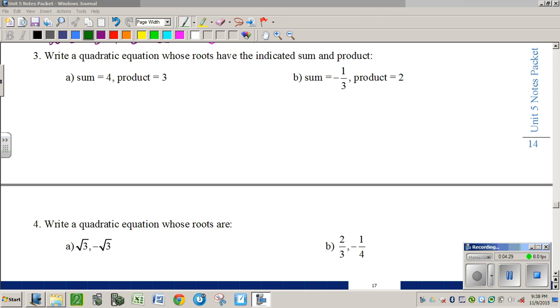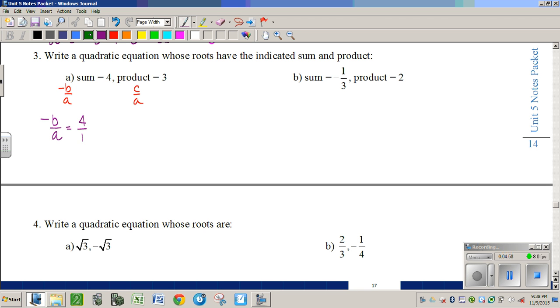Okay, just as we can take the equation and find the sum and the product, we can also take the sum and the product and write the equation. So in this case, in number 3, it says write a quadratic equation whose roots have the indicated sum and product. So remember, our formulas for the sum was negative b over a, and the product was c over a. So if I just write this as negative b over a equals 4 over 1.